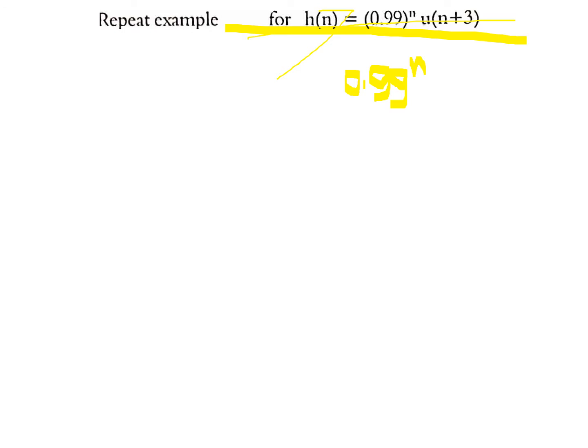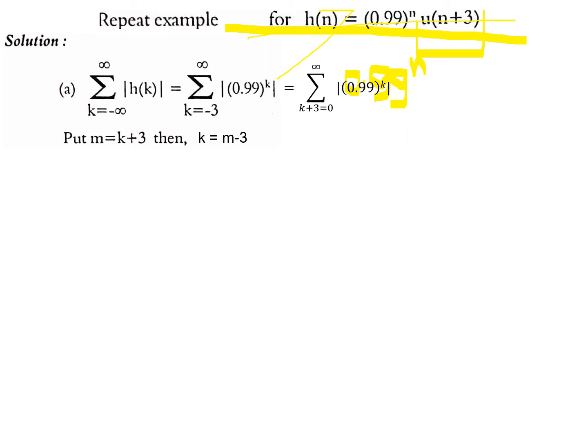But where does this exponential start? That is the question. Because it is u of n plus 3, this exponential starts at n is equal to minus 3. That is left of the origin. So this is a special case now, not like the previous problem. It is a different case. Let us solve this.